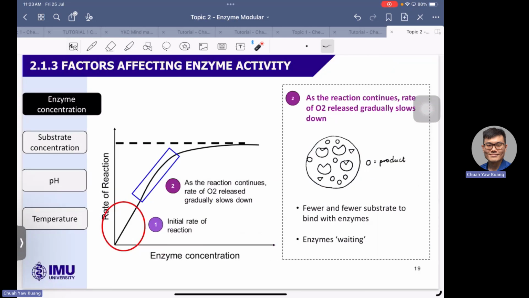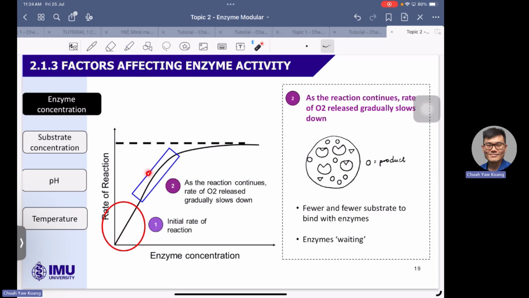Now for this additional slide, this one is to answer one of the past year questions that has come out before. They asked, how come when we are increasing the rate of reaction, at the beginning you can see the slope is very high, but then as it wants to level off, it slows down? So this is one of the past year questions they asked before.